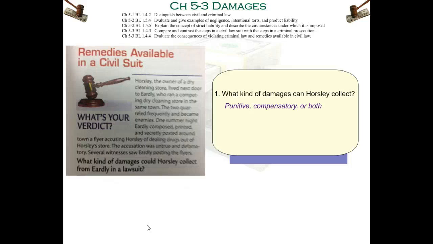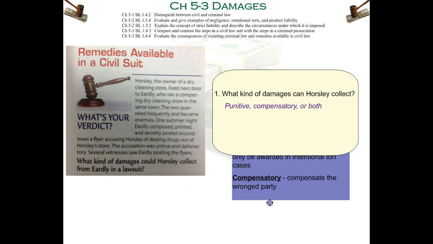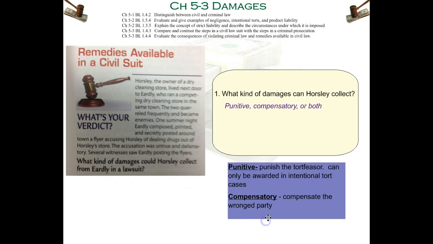And your options are punitive, compensatory, or both. Punitive damage would be one where you are punishing the wrongdoer. Compensatory damages, you're trying to compensate them, or perhaps a little bit of both. And punitive can only be awarded in intentional tort cases, not unintentional.